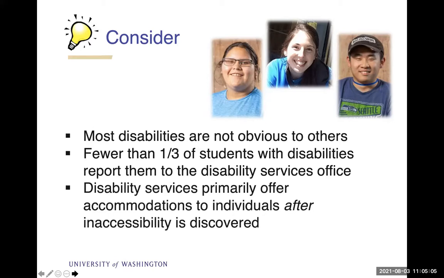And then the Disability Services Office, as they're designed on most of our campuses, are set up to provide accommodations for individuals. So they're serving individual students. Their role gets into play when your courses or student services or a facility is not already accessible and inclusive of a person with that type of disability.